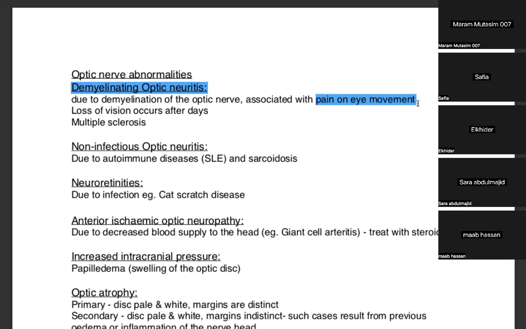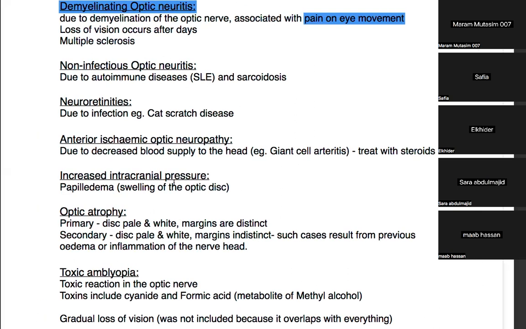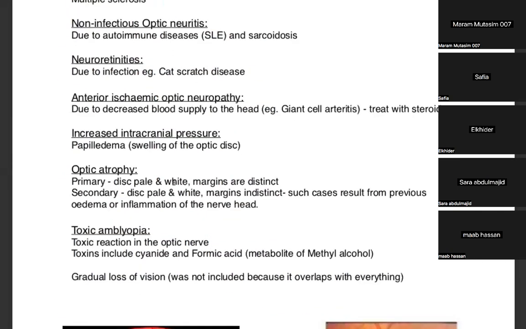Then loss of vision happens. So at first they have a problem: they cannot move their eye, it hurts when they move it, and then a few days later they lose vision. With whom does this come? Multiple sclerosis specifically. So you need to look for the common features of multiple sclerosis in the question. There's also non-infectious optic neuritis. It's autoimmune and comes with SLE or sarcoidosis. The other ones, like neuroretinitis, come with cat scratch disease. Anterior ischemic optic neuropathy comes with giant cell arteritis. And so you just treat the cause. You treat it with steroids.